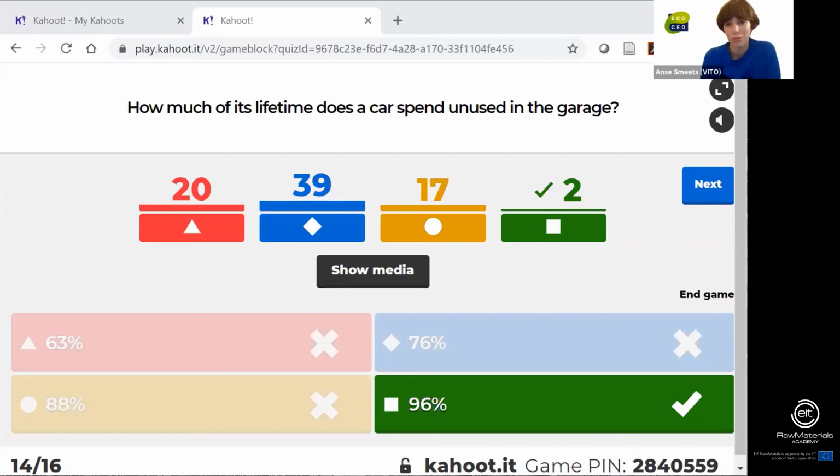And this pay-per-use system does not only exist for cars, but also for many other products, such as washing machines, tools, or even movies on demand.